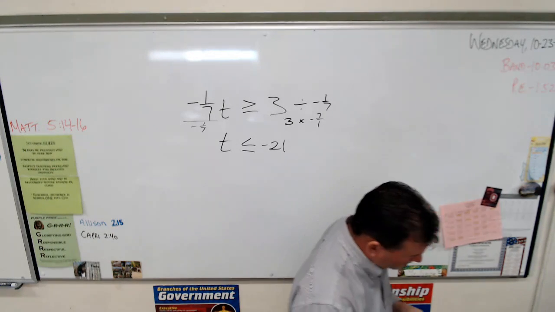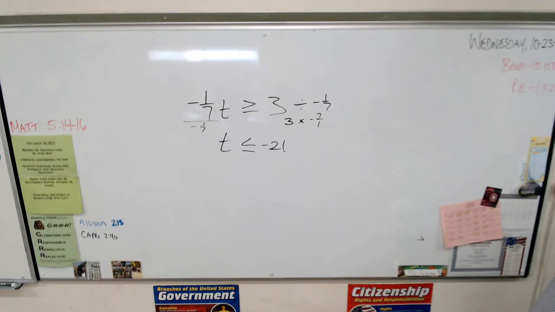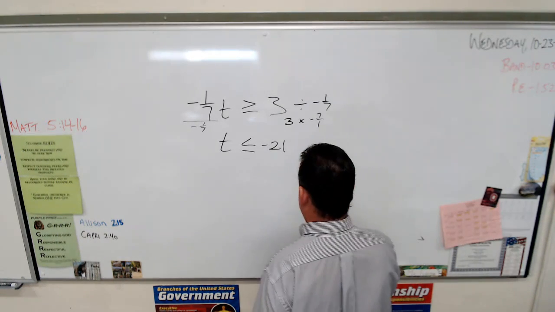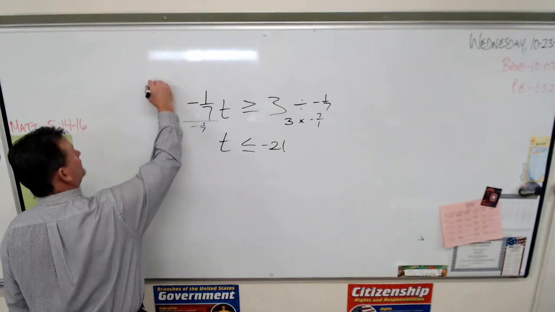Okay, and then I'll do number 19. Negative 9c is less than or equal to 54. This one's 14.